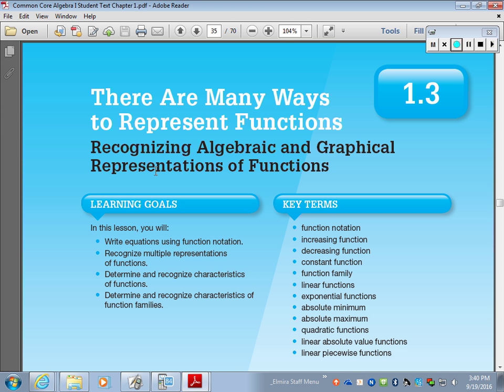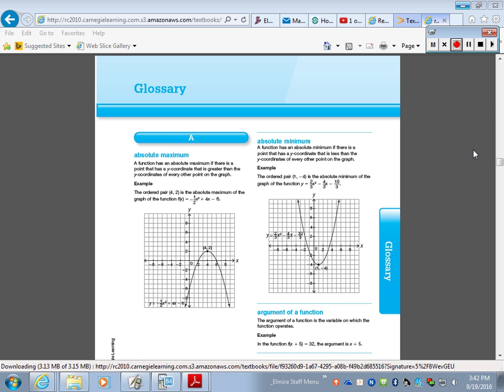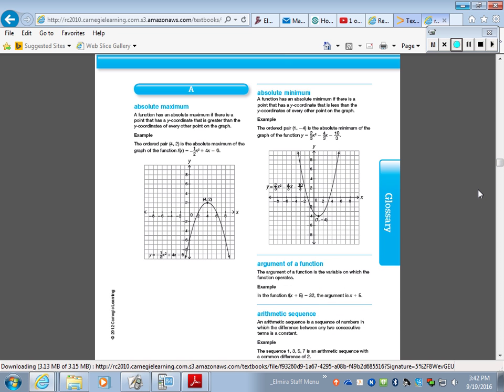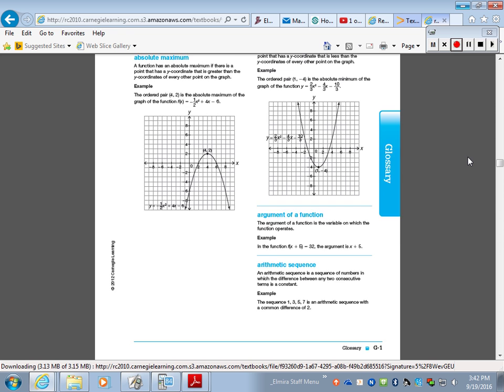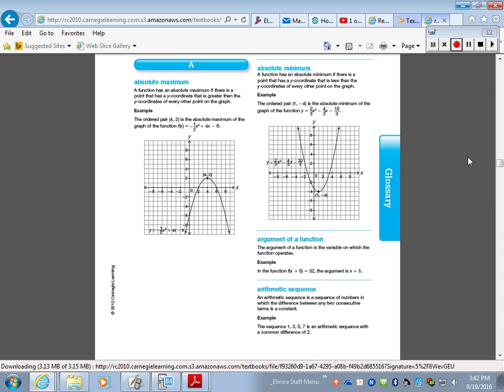And as some of you were not aware of, at the end of your textbook, you have a glossary, and I expect you to be looking things up in your glossary. So things like absolute minimum, absolute maximum. Here's a whole definition and a whole picture to go with it to demonstrate that vocabulary word. So look stuff up at the end of your textbook in your glossary if you don't know your vocab.